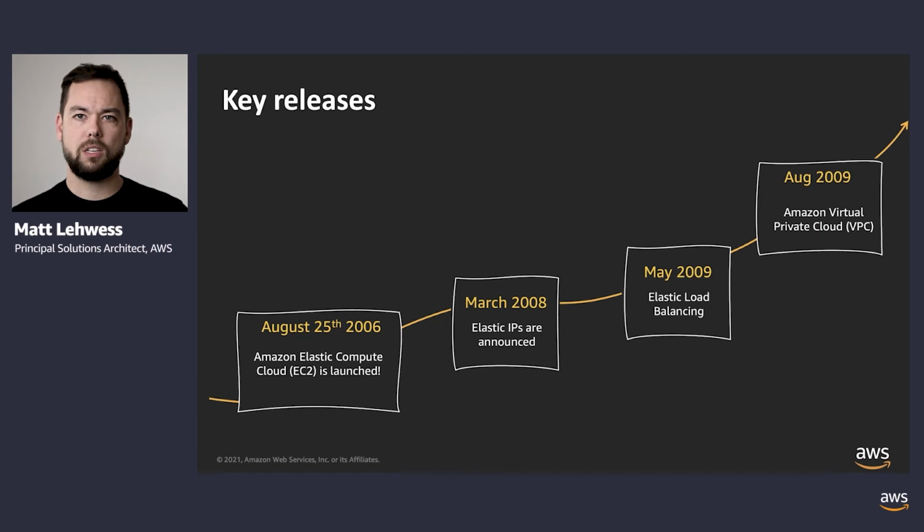In August 2009, Amazon Virtual Private Cloud was announced and made available for general availability. And we'll talk about that and how that really changed the way you build things on AWS.